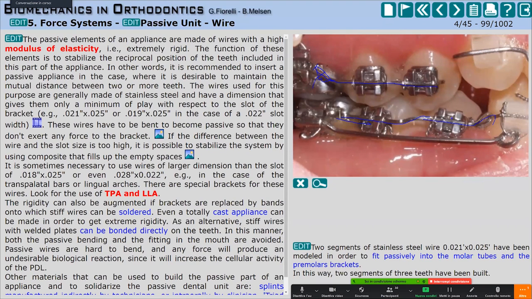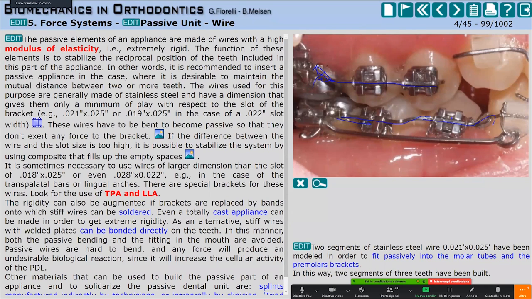I would not consider the use of 018 slots, and I'm not recommending it. The 018 slot was proposed, I'm not sure, but I think in the 50s or 60s, just to have a better control of the dental movement by using wires having a smaller cross section. But nowadays, since we have super elastic wires, this has really no meaning.